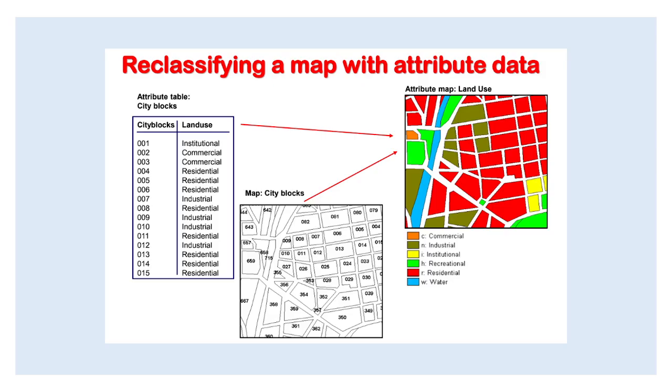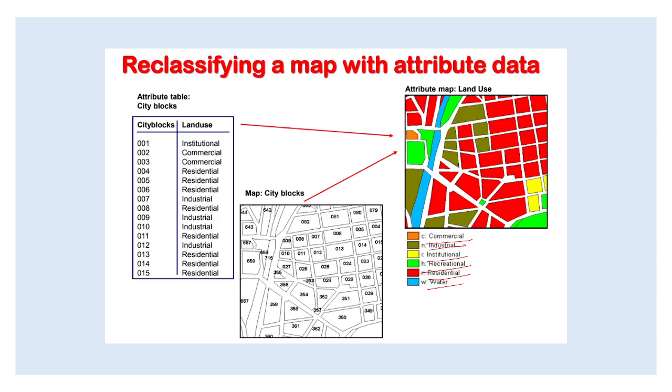So here again, you are reclassifying a map with the attribute data. It's a slightly different example from the previous one. We are basically reclassifying based on the attribute information. Here we have the land use information available: commercial, industrial, institutional, recreational, residential, and water. In that way, this land use map has been generated.